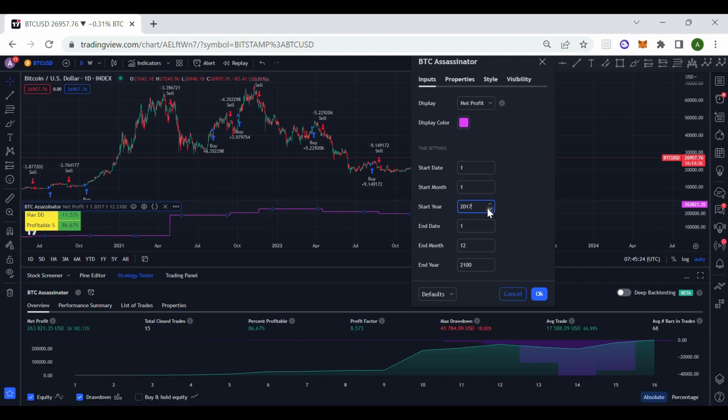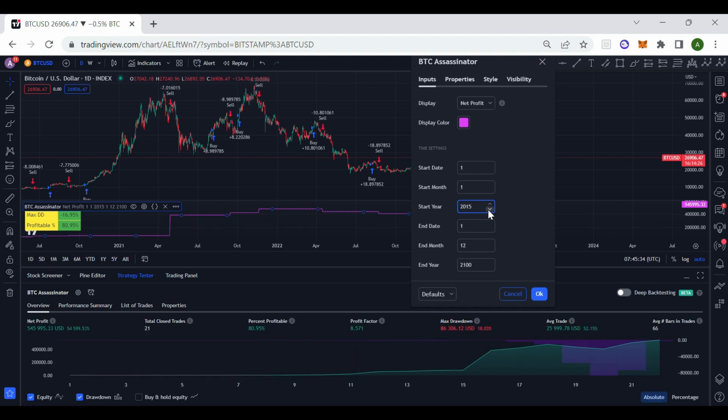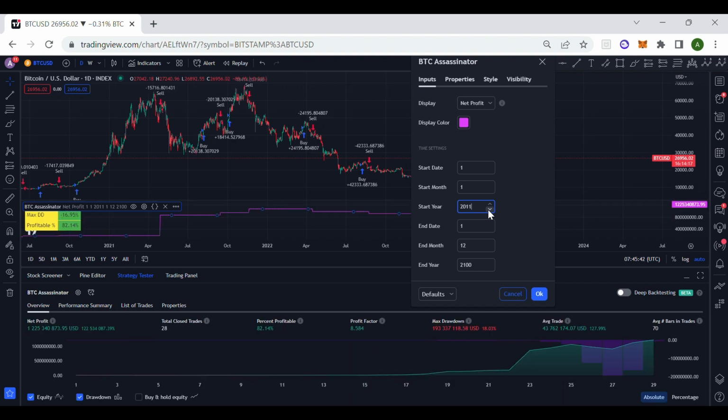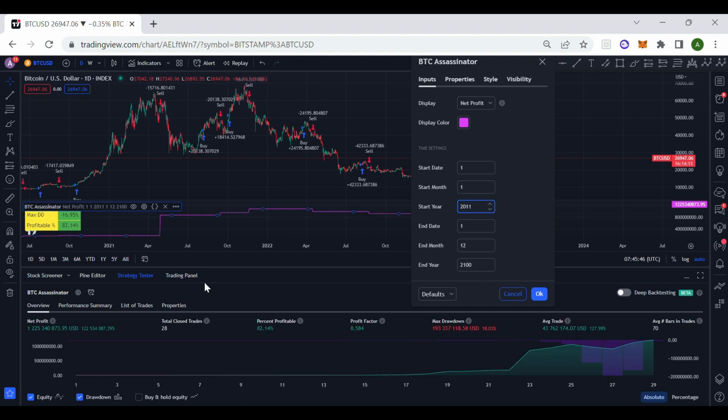2017. A few more trades. We're winning even more. Net profit's gone up. 2016. 2015. 14. 13. 12. 11. I don't think we have many trades in 2010, but say it's 2011. So 2011, look at this.